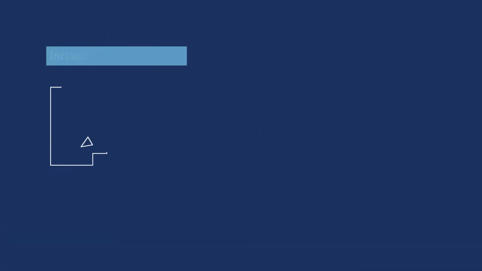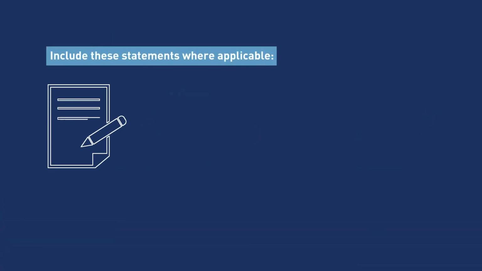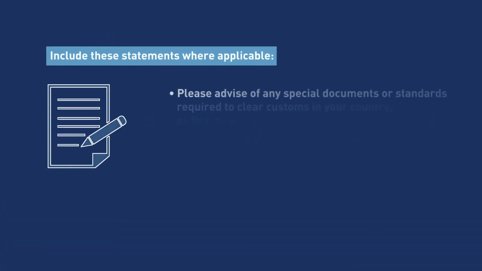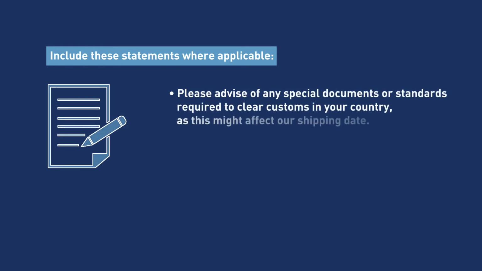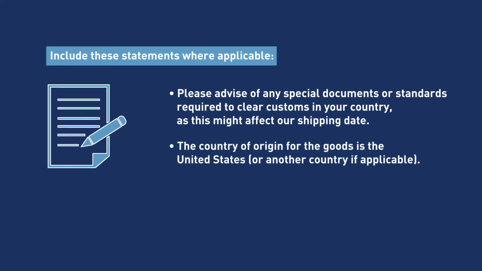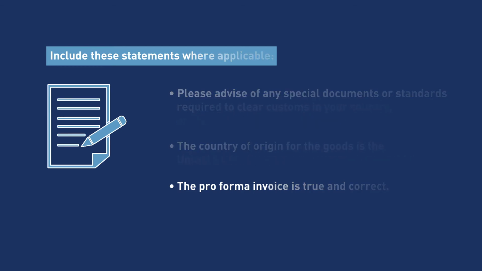It's also good practice to include the following statements where applicable. Please advise of any special documents or standards required to clear customs in your country, as this might affect our shipping date. The country of origin for the goods is the United States, or another country if applicable. The pro forma invoice is true and correct. Finally, have a responsible person in your company sign the document.